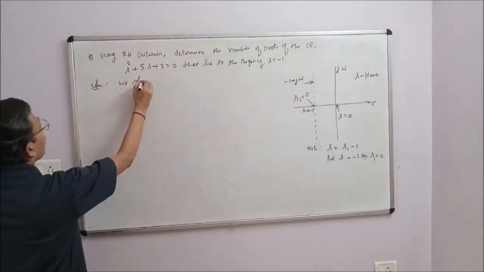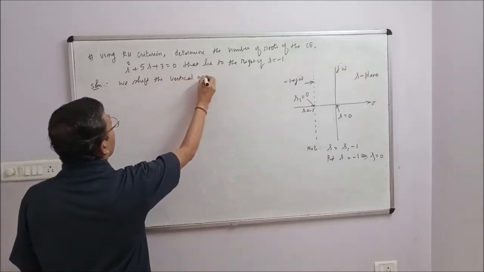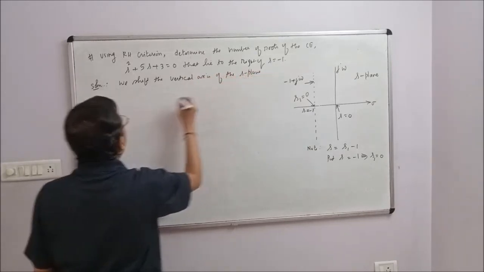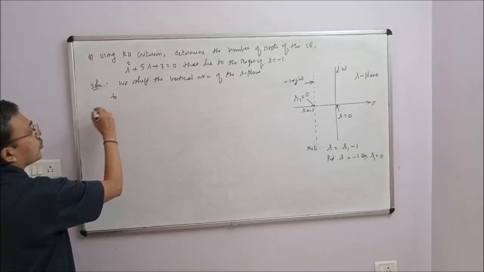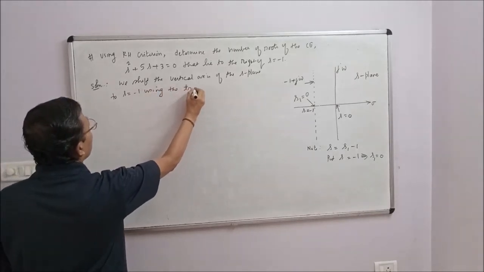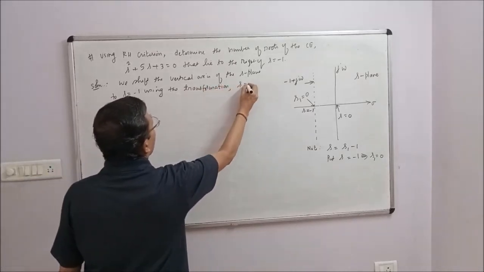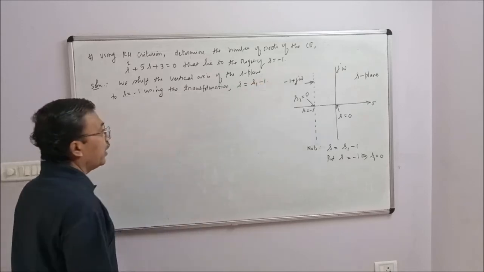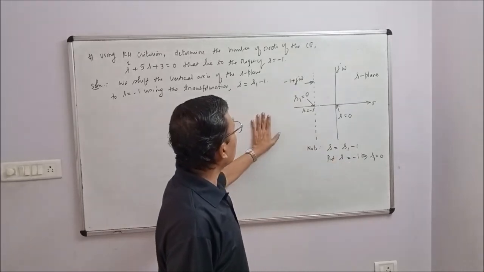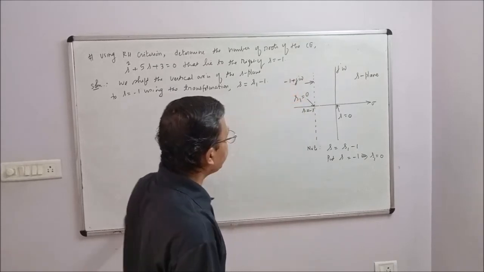We shift the vertical axis of the S plane to S is equal to minus 1 using the transformation S is equal to S1 minus 1. I again repeat, S is equal to minus 1 is same as S1 equal to 0. The equation of this dotted vertical axis is minus 1 plus j omega. Okay?